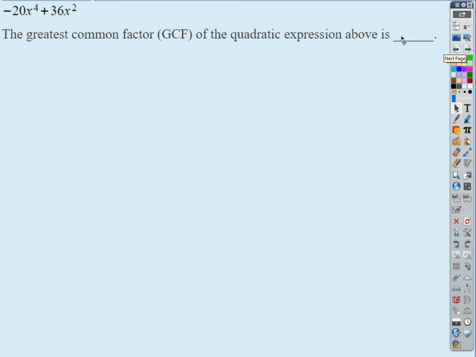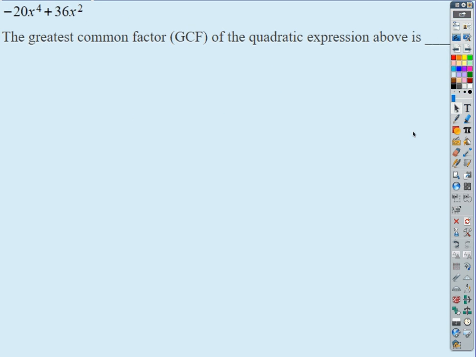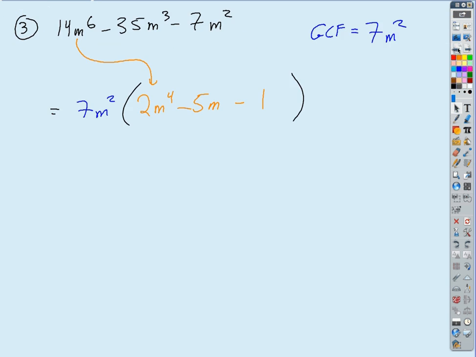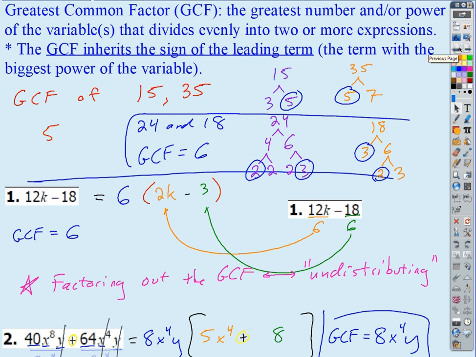Guaranteed everyone's going to have a question about this one. Doesn't look so bad, but you're all going to have questions about it. Yeah, what's the question going to be? Is it negative or not? That's the question, right? Is the greatest common factor negative or not? Here's the rule. The answer is it is, and here's why. The greatest common factor inherits the sign of the leading term.